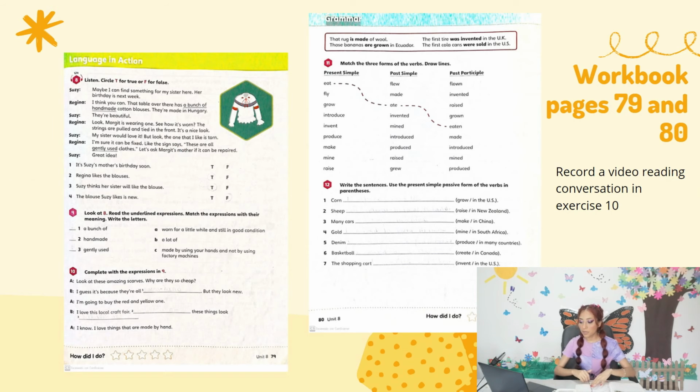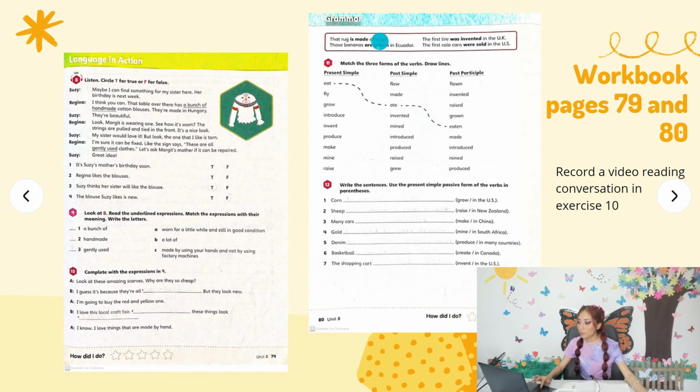In the next page, page 80, we have 2 more activities. These are about the verbs. So let's pay attention to it. We have this box that has the main information. That rug is made of wool, okay? Made. Make en presente, made in past participle. Okay, those bananas are grown in Ecuador. ¿Recuerdas que este te lo mostré en la tabla? Grow en present, grown in past participle.